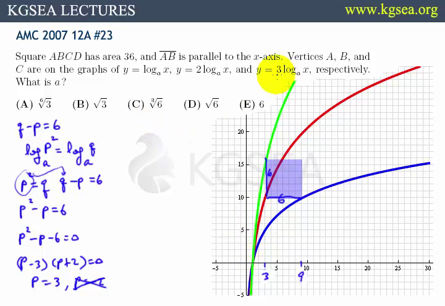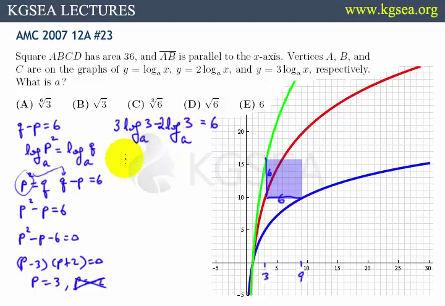Shall we? This is the green. So 3 log 3 base A, right? Instead of x, I'm plugging in 3. If I subtract log the red one, I'm plugging 3 into the red one. This is the red one. So there was 2 in front, right? 2 log 3 base A. The height difference has to be 6.